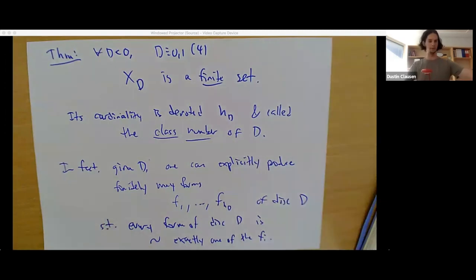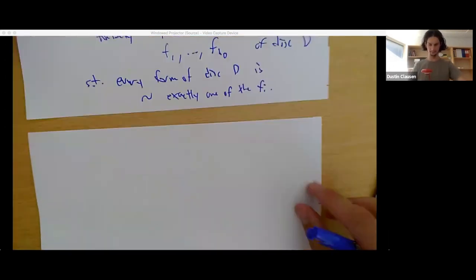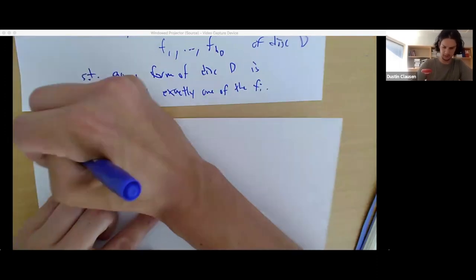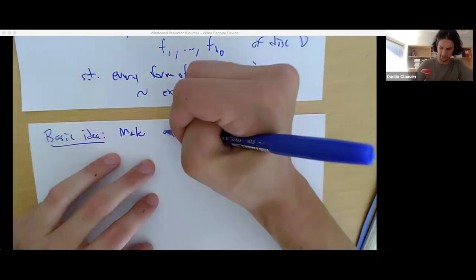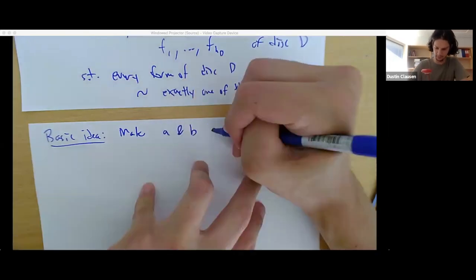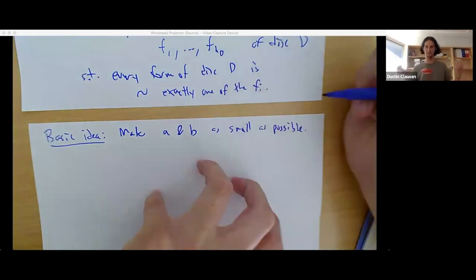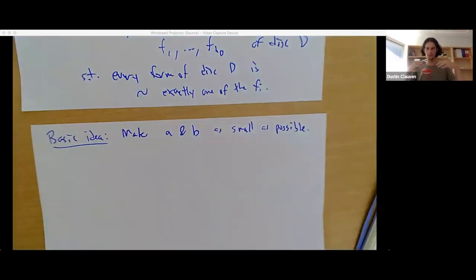So before giving the formal proof, let me say what the basic idea is. The basic idea is to try to make A and B as small as possible. You start with a random form A, B, C, and then apply changes of variables to make A or B smaller. Either way you win, because eventually it'll get down to something really small, and then there'll only be finitely many possibilities.